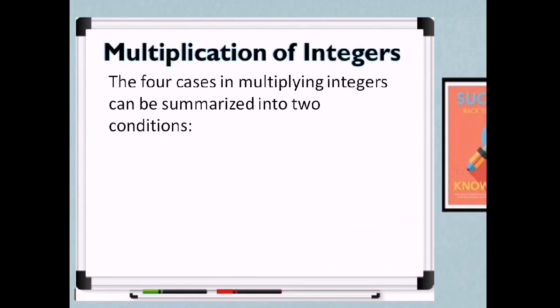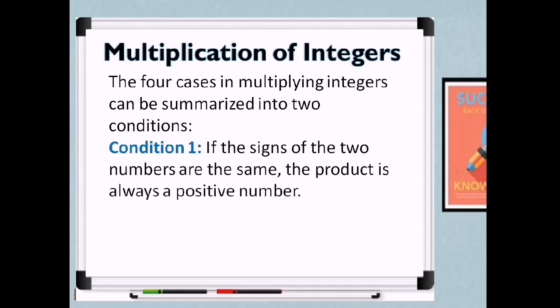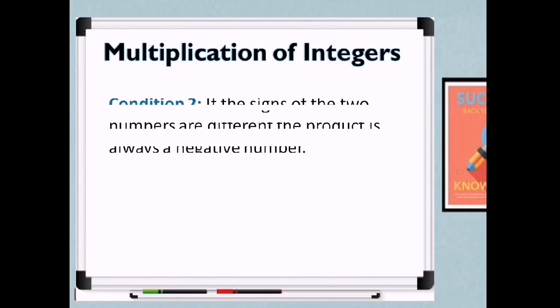So that's why we need to consider such cases or conditions depending on the sign of the numbers being multiplied. The four cases in multiplying integers can be summarized in two conditions. For condition 1, if the signs of the two numbers are the same, the product is always a positive number. Both numbers positive, the answer is positive. Both numbers negative, then the product is positive. So that is for condition 1.